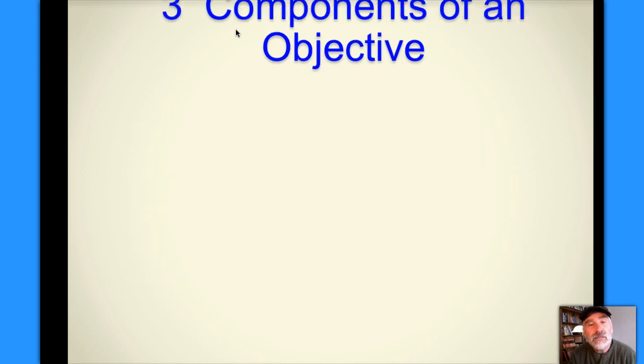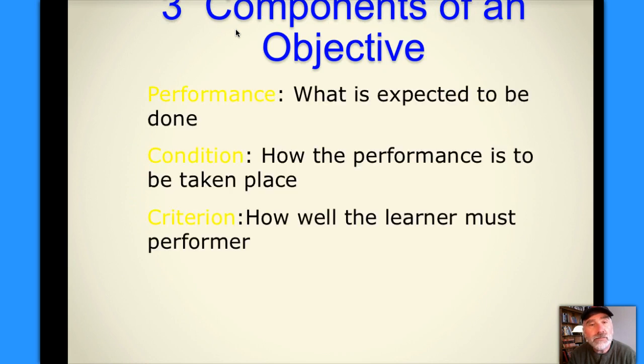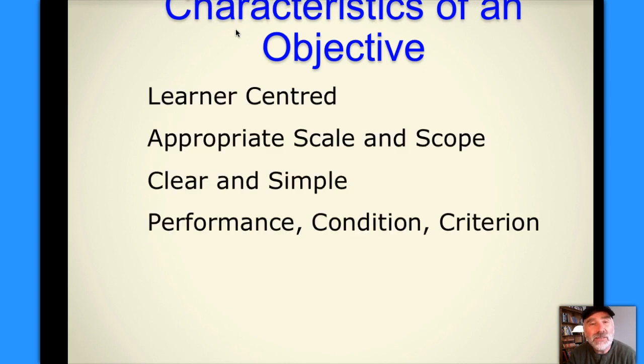Okay, fairly straightforward. Now, 3 components. We start with the performance, what is expected to be done. We add a condition or set of conditions, in other words, how the performance is to be done. And then we add some criteria or standards. How must the learner perform? Oh, not performer. There's a mistake on the slide. Sorry about that, folks. So let's take a look. Learner-centered, appropriate in scale and scope, clear and simple, and they have those three things.